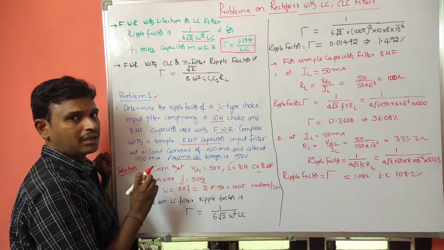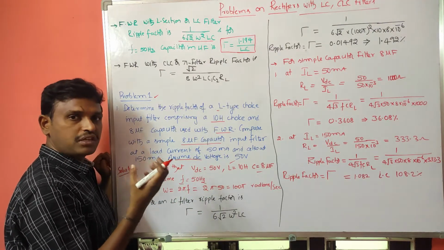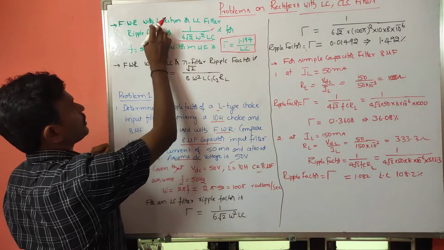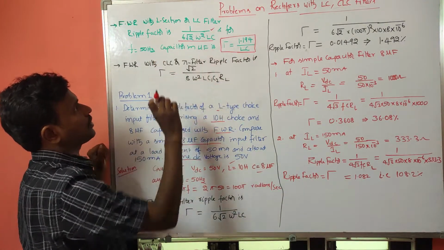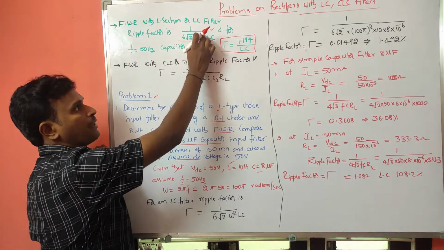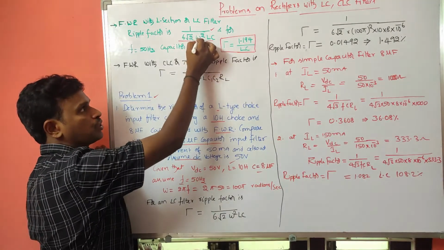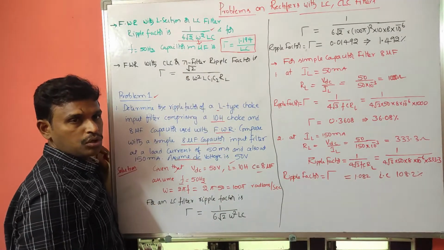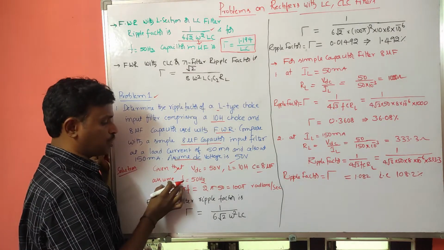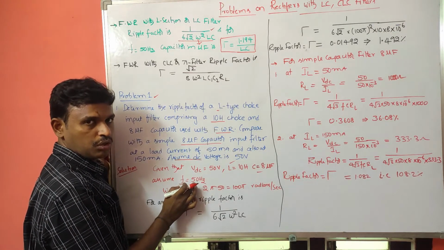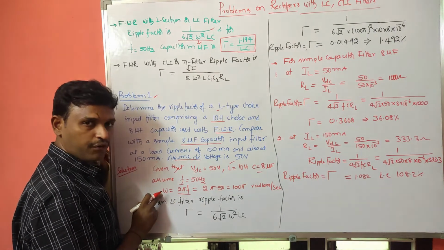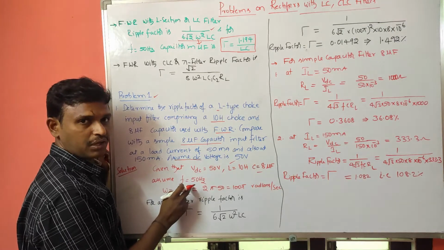So we can calculate the ripple factor of this L section filter by using this formula here. So what is the ripple factor? For a full wave rectifier with L section filter or LC filter, the ripple factor is 1 by 6 root 2 omega square LC. But here we don't know the omega. Okay, so we have to calculate that omega. So for that one I have assumed that F is equal to 50 Hz. Therefore omega is equal to 2 pi F. This one is the angular frequency and this one is the line frequency we have.